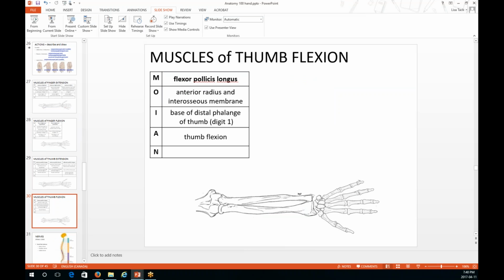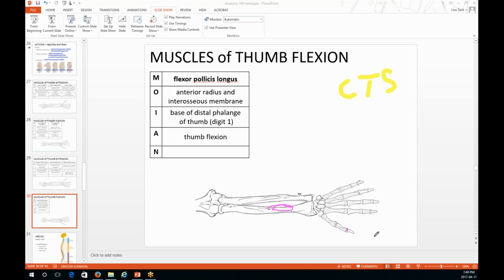And then we only have one muscle in this unit that does thumb flexion, and this tendon passes in the carpal tunnel as well and can contribute to carpal tunnel syndrome. So we're on the anterior side now. So anterior radius and interosseous membrane to the base of the distal phalanx of the first thumb, does thumb flexion.